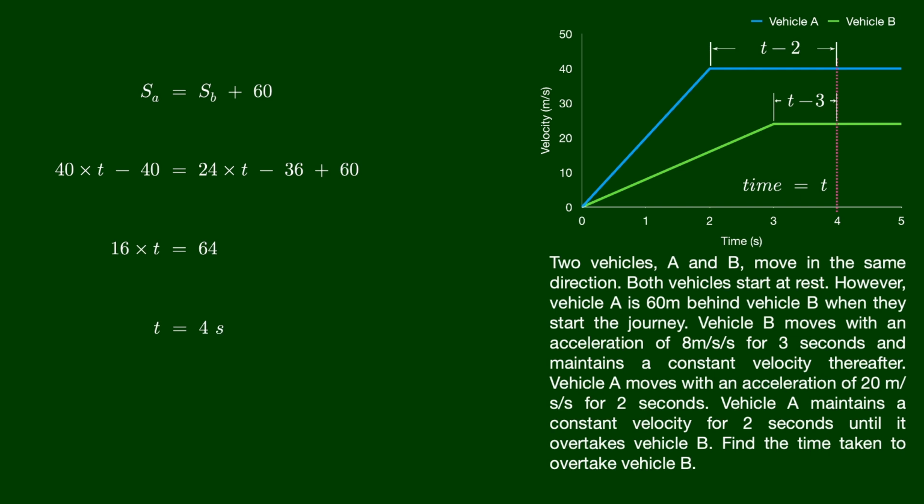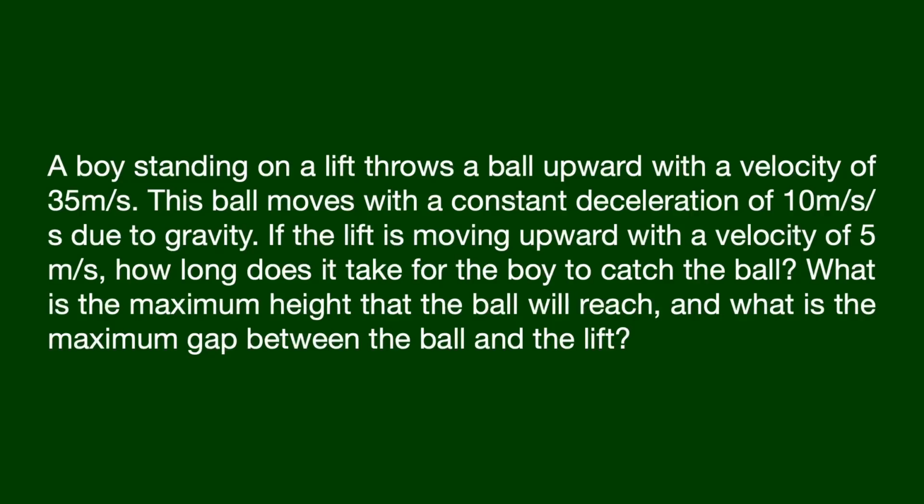Let's look at the next exercise. A boy standing on a lift throws a ball upward with a velocity of 35 meters per second. This ball moves with a constant deceleration of 10 meters per second due to gravity. If the lift is moving upward with a velocity of 5 meters per second, how long does it take for the boy to catch the ball?